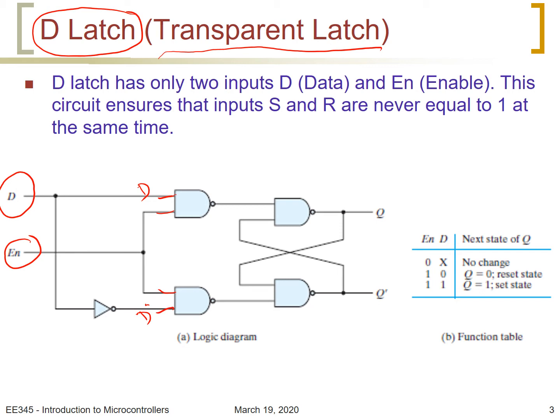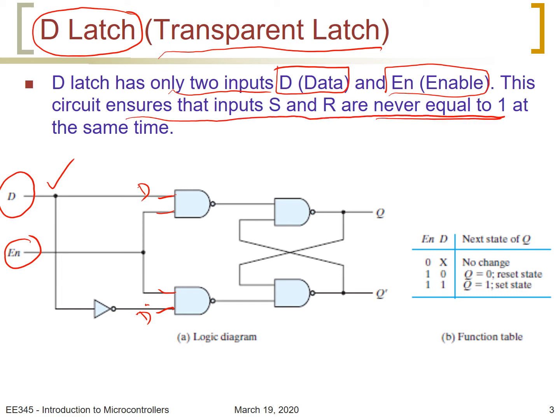They are always opposite of each other, which is very important because this avoids the indeterminate state that we have just seen earlier. Therefore, with this latch that has only two inputs, one is the data input, D, and the other is the enable or control input, the circuit ensures that both inputs S and R are never equal to 1 at the same time.